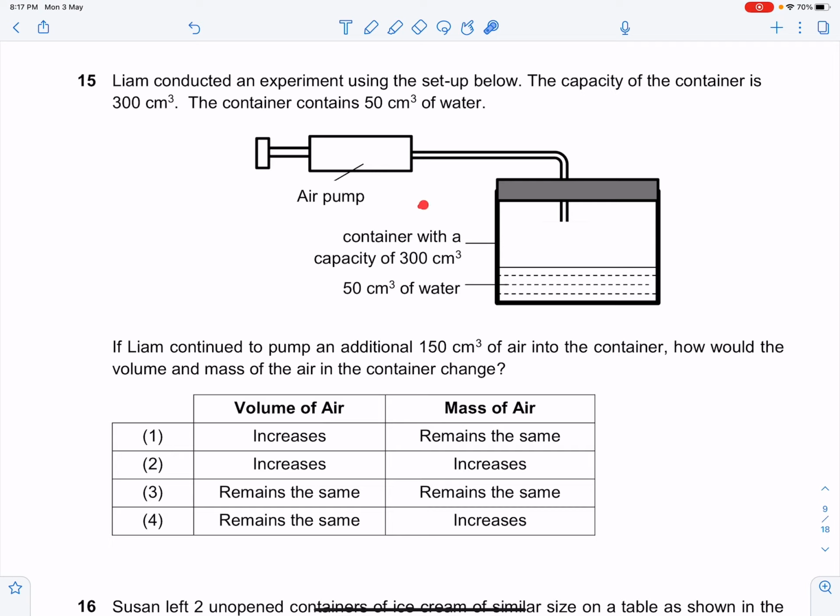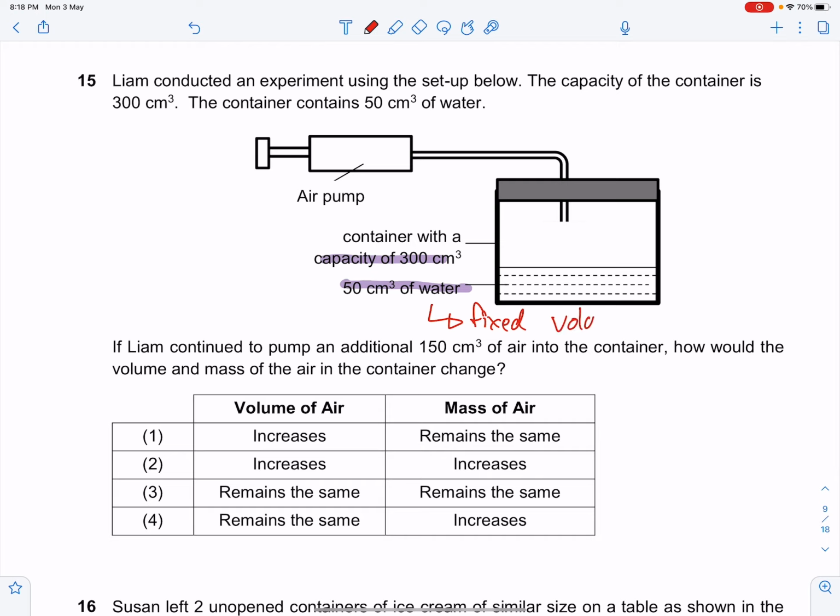Now, first thing to note, container with capacity of 300 cm cube, it is assumed that this is the volume of substance that this container can hold. It will not change, I stressed. It will not change, it's fixed at 300 cm cube. Now, your container already contains 50 cm cube of water. We know that water has a fixed volume.